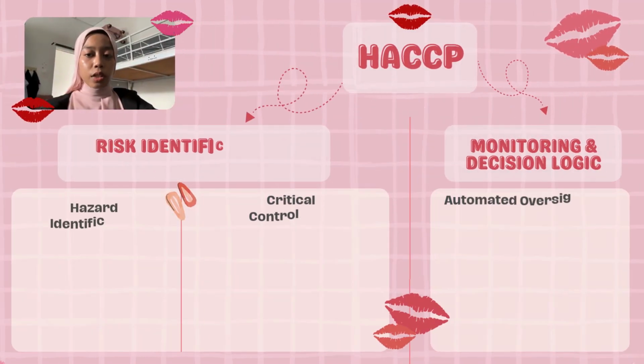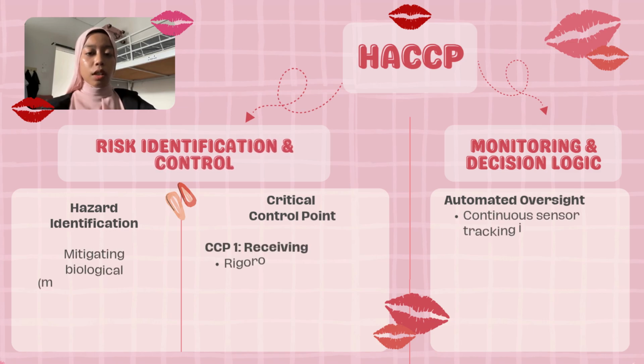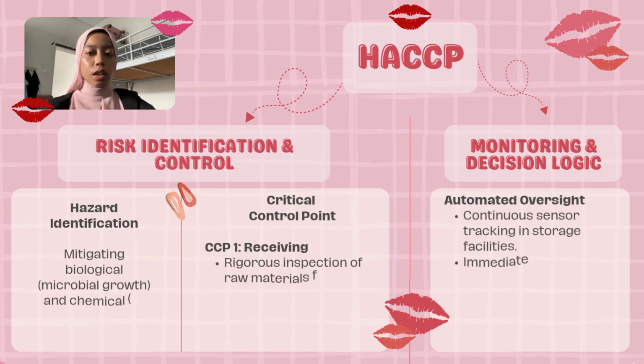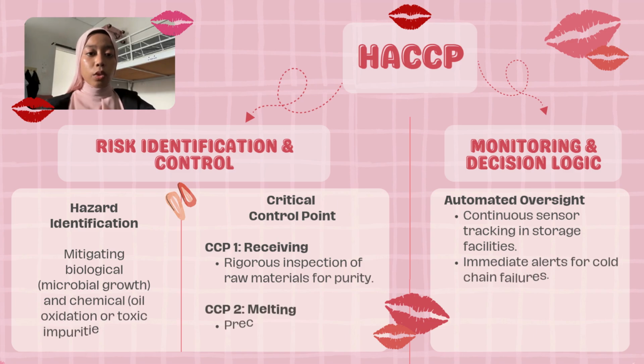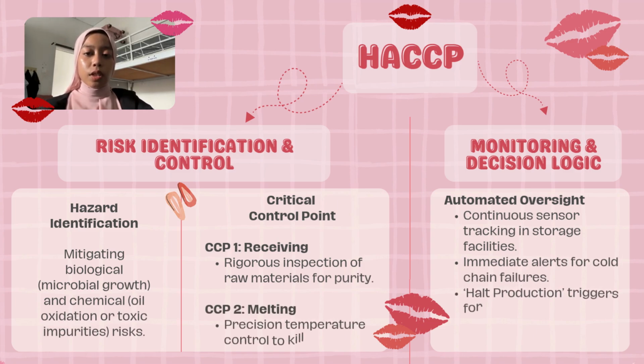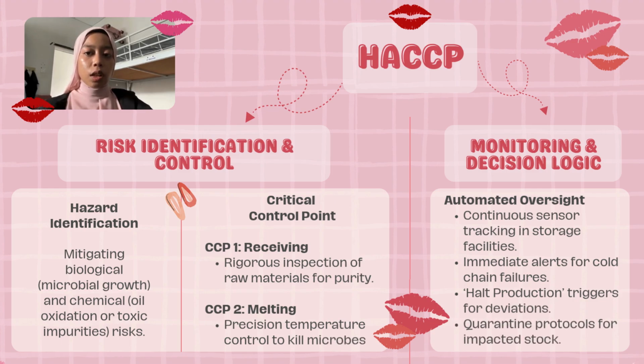While GMP focuses on the process, our second pillar, HACCP, focuses on the hazard, and it is our primary tool for consumer protection. First, risk identification and control. Through hazard identification, we target biological risks like microbial growth and chemical risks like oil oxidation. We manage this through critical control points, CCPs. For example, our receiving team tests all raw material for purity, and our production team monitors melting temperature to ensure it is high enough to kill microbes without damaging the hibiscus pigment.